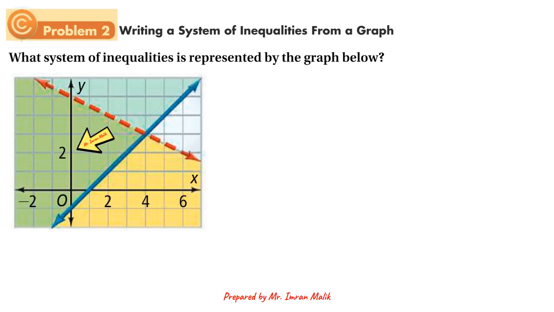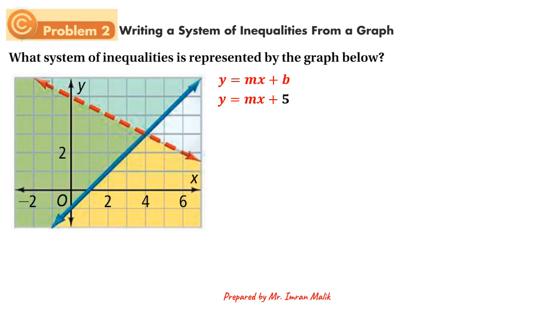Since these two lines are straight lines, we can use our favorite equation y is equal to mx plus b. Let's take the red dotted line first. To find the equation of the red dotted line, we need to know the y-intercept and the slope of the line. By observing the graph, we can say that the y-intercept of the red dotted line is 5. So our equation becomes y is equal to mx plus 5.